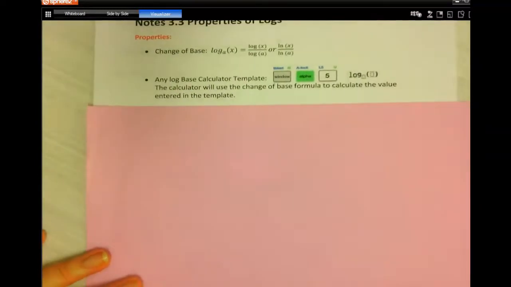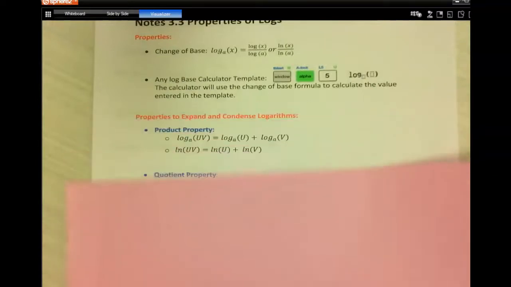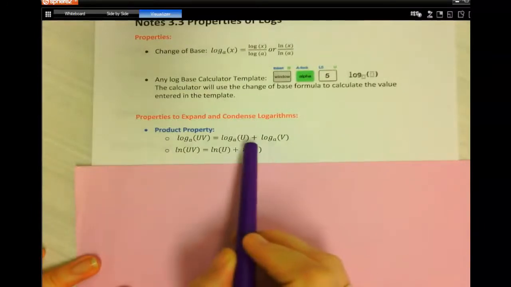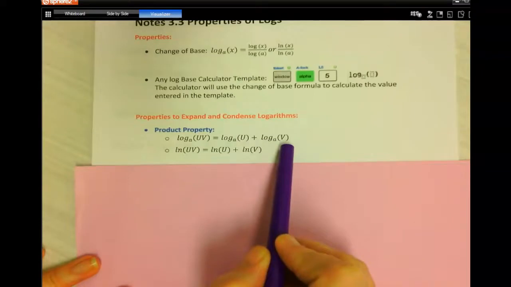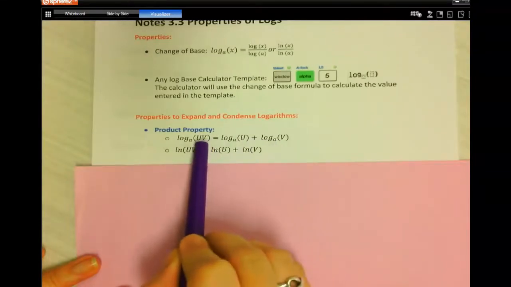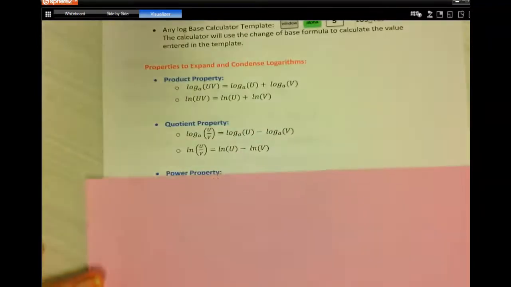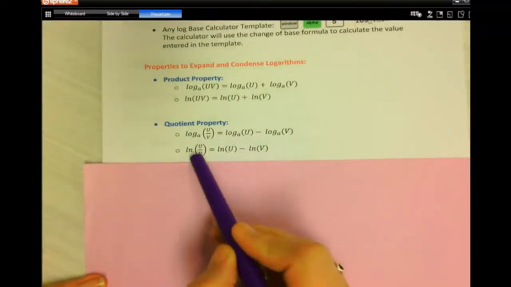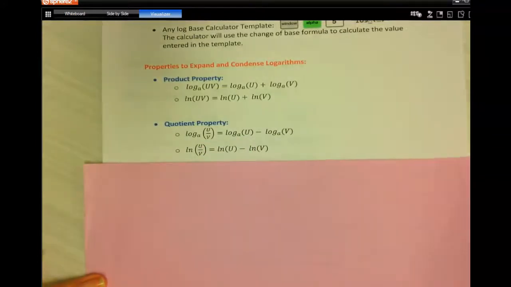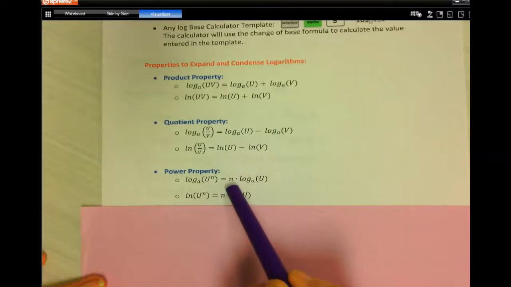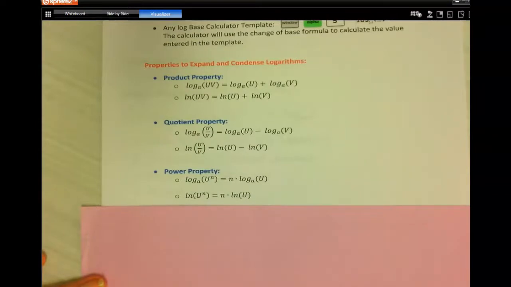It's always important to know what your calculator is doing so you know it's not just math magic. So there's that. We're going to look at properties to expand, which means take it from a single log and expand it out to multiple statements that have the word log in them. We do that when there's a product in the argument, whether it's natural log or log. We can expand it with addition, which you learned last year. We also learned last year that if there's a quotient in the argument, you can expand it with subtraction. If there's a power in the argument, then you can drop the power to the front and make it a multiplier, and then you have the power times the log. That works true with natural log or log.